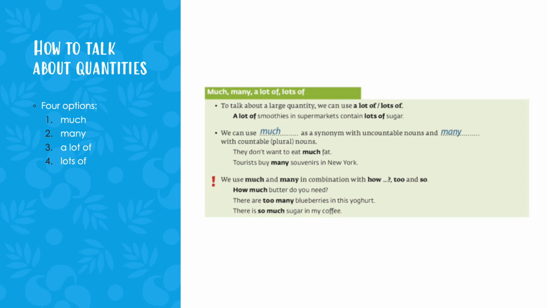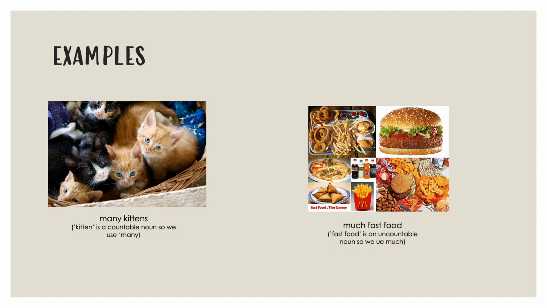And then last but not least, we also use much and many in combination with how, too, and so. Let's look at the examples. How much butter do you need? There are too many blueberries in this yogurt. There is so much sugar in my coffee. Here are some more examples. Many kittens. Why do we use many? Well, because kitten is a countable noun, so remember that we always use many with a countable noun. In the second picture, we see much fast food. Fast food is an uncountable noun, so we use much.